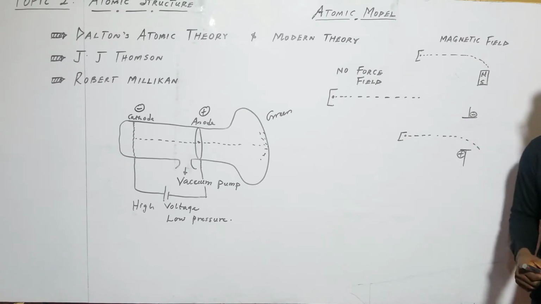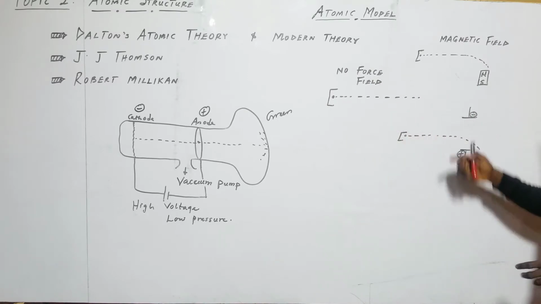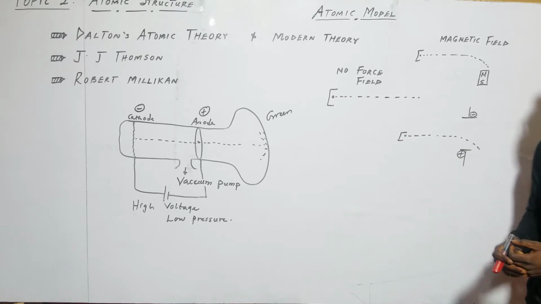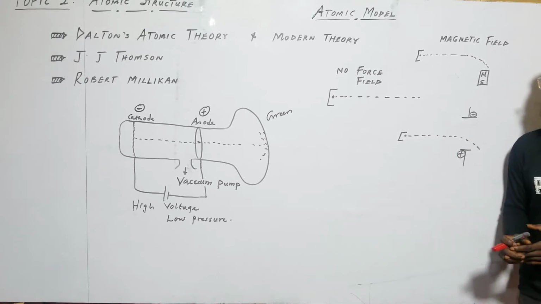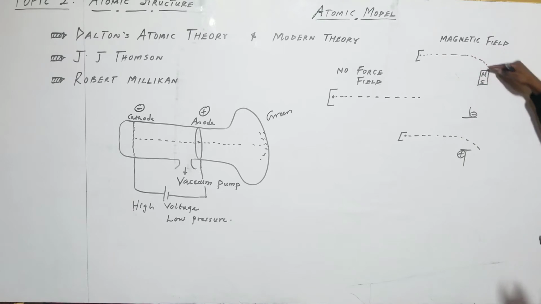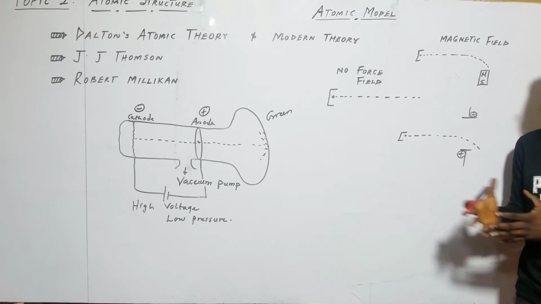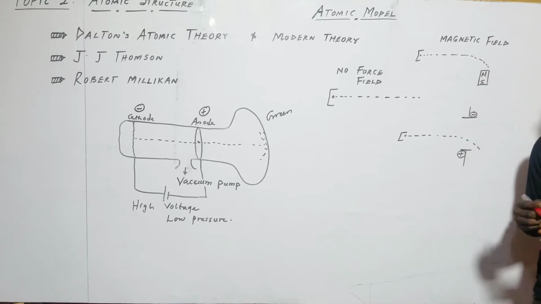This is without force field. These cathode rays were seen to move along a straight line without the force field. But when brought to a magnetic field, it was discovered that the rays bent towards the magnetic field. So they showed deflection towards the north pole of the magnetic field.